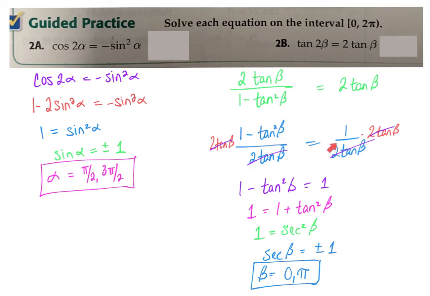You didn't have to do that, but you would end up with 1 over your tangent, 1 minus 2 tangent squared there, or 1 minus tangent squared. So I can multiply both sides by this 2 tangent of beta. So it canceled out here, and it canceled out here. And I was left with 1 minus tangent squared equals 1, I added it over. 1 plus tangent squared is secant squared. That's your Pythagorean identity. Took the square root of both sides. So this is where secant is 1 and negative 1. Secant is your reciprocal of cosine. So it's also where your cosine is 1 and negative 1, and that happens at 0 and at pi.